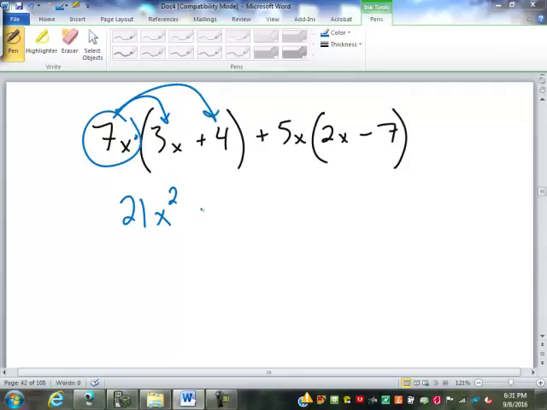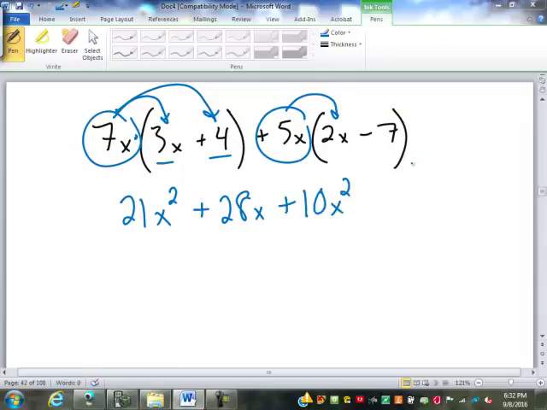7x times the positive 4 is positive 28x. I have to make sure we multiply every piece in the parentheses by the 7x. On to the next set of parentheses. What do we do there? Do the 5x times the 2x, which is 10x squared. Now make sure you put a plus in front of it because it's a positive 10x squared.